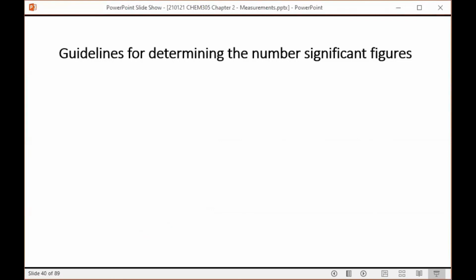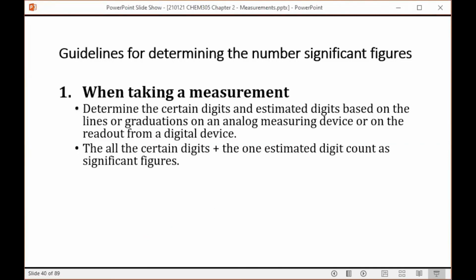So there are some guidelines for determining the number of sig figs. When taking a measurement, which is what we've been talking about, you determine the certain digits and the estimated digits based on the lines or graduations on an analog measuring device, or you write down all of the numbers on a digital device. And then all of the certain digits plus the 1 estimated digit count as the significant figures.